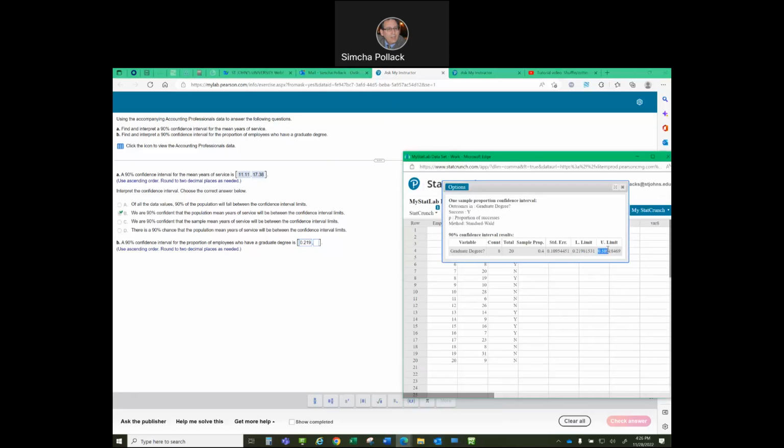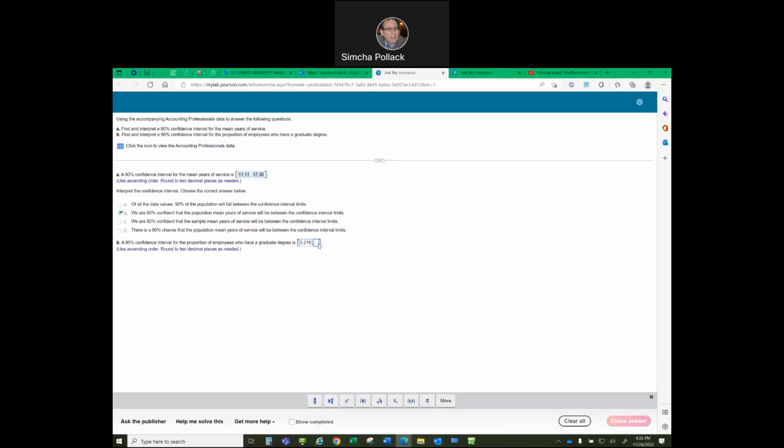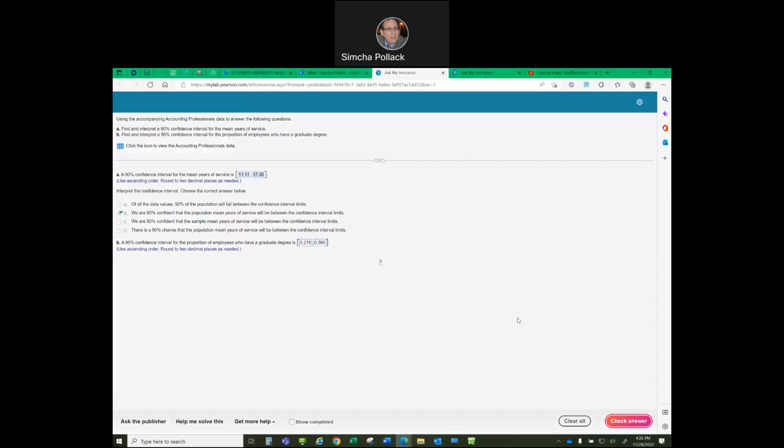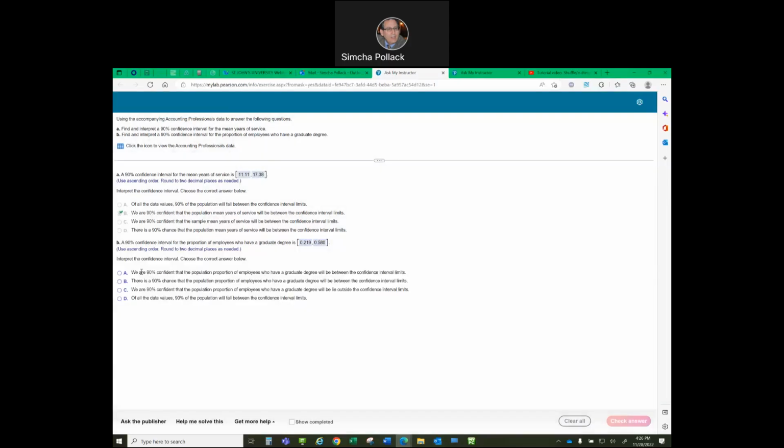as high as 58%, and the reason why it's so wide is because we have a relatively small sample. So even though the average was 40%, it could be anywhere between 21% to 58%. Wow, pretty big spread. Check answer. Good. Interpret.